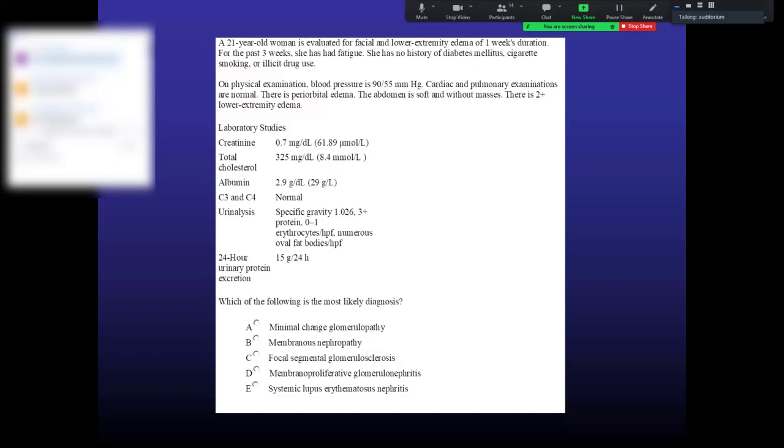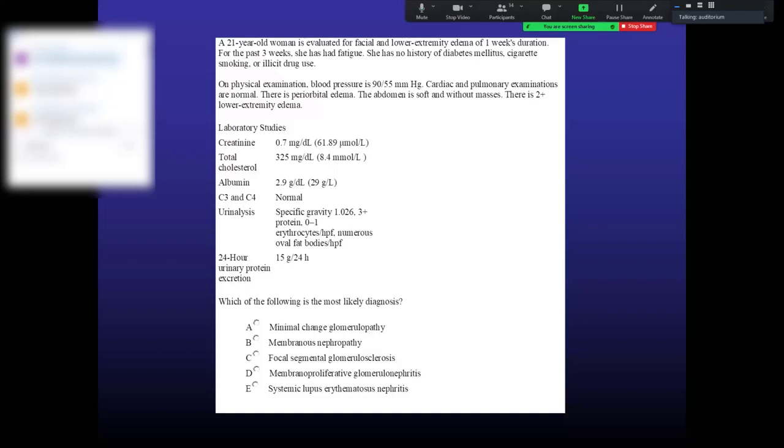On physical exam, blood pressure is 90/55. She has periorbital edema and 2+ lower extremity edema. Creatinine's normal. Cholesterol is elevated, albumin's low, normal complement levels, and then you have this 3+ protein on your urinalysis with numerous oval fat bodies and 15 grams on 24-hour.